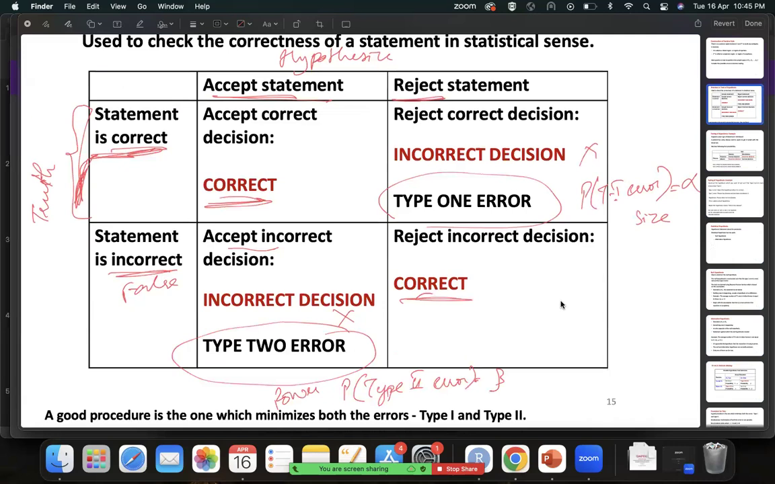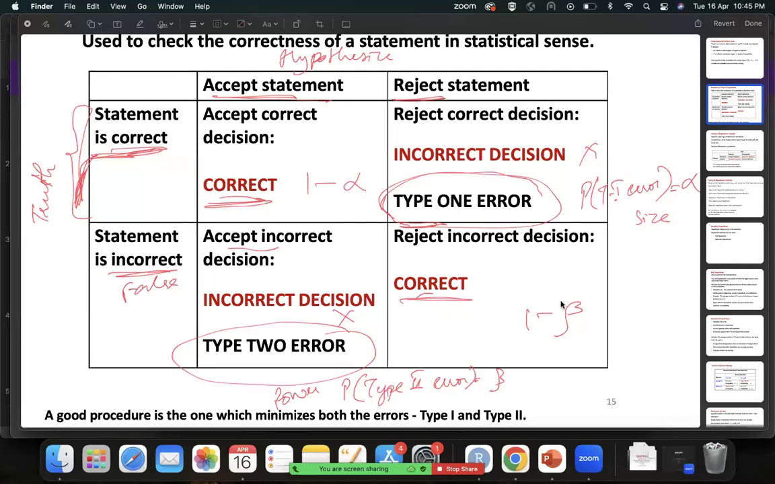So this is given by 1 minus alpha, and this is also given by 1 minus beta. So these are just some things that you should remember. And the ideal goal is to reduce both these errors, especially type 1 error, because type 1 error is more dangerous than having a type 2 error.